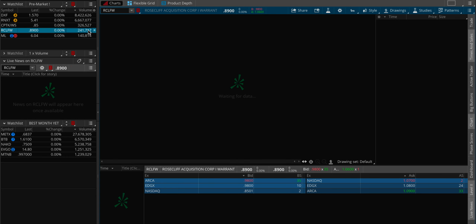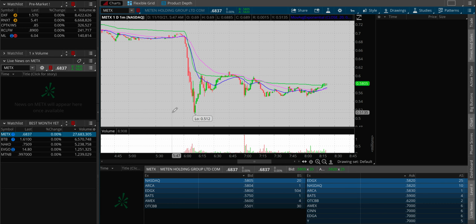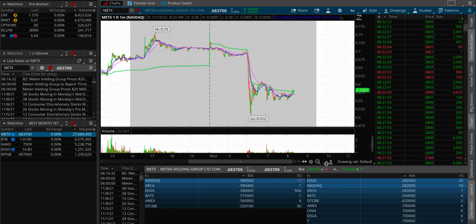No wonder these are the ones. Okay, so that's what the scanner has, but then I have a few more here. This one's not on my scanner because I don't scan stocks cheaper than 80 cents.